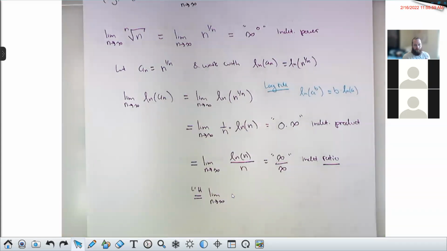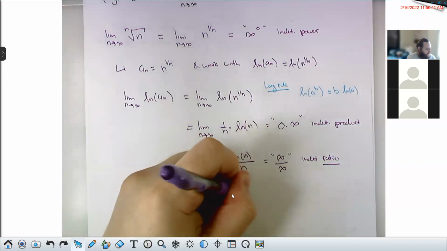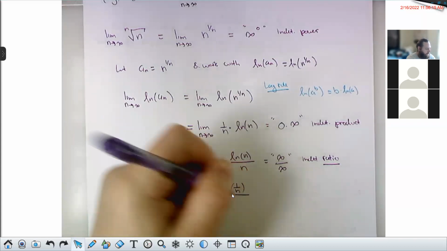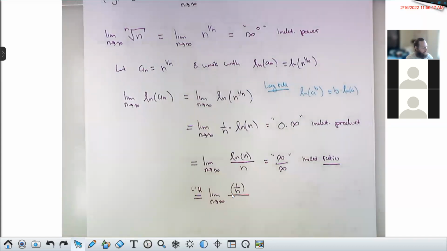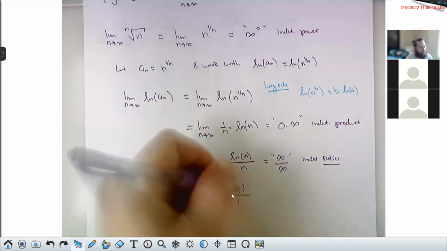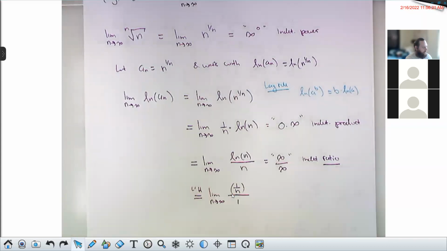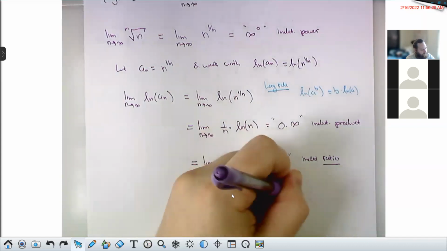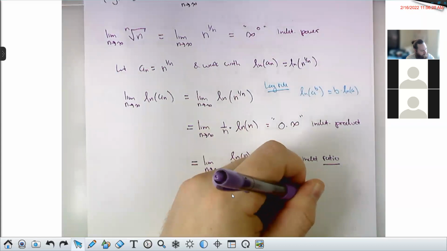We don't need a quotient rule here because I'm not differentiating the whole fraction. L'Hopital's rule says take the derivative of the top and the bottom separately as their own things, which is nice. That makes life better. The derivative of natural log of n would be 1 over n. And the derivative of n would just be 1. And now when you take the limit, you get 0 over 1. And that's not indeterminate. That's just 0.